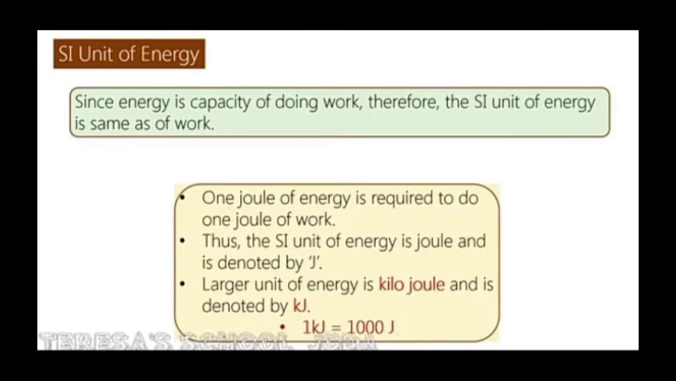Now, the SI unit of energy. Energy is measured in the same unit as work. The SI unit of energy is joule. When an object possesses 1 joule of energy, it means the object has the capacity of doing 1 joule of work. 1 kilojoule is equal to 1000 joule, and another unit of energy is calorie. 1 calorie is equal to 4.186 joule.